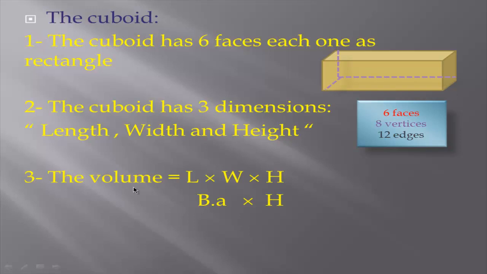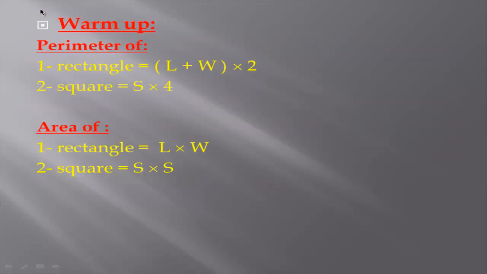In the first term, we studied the volume of the cuboid equals length times width times height, or base area times height. As a warm-up, the perimeter of the rectangle equals (length plus width) times 2, and the perimeter of the square equals side times 4. The area of the rectangle equals length times width, and the area of the square equals side times side.